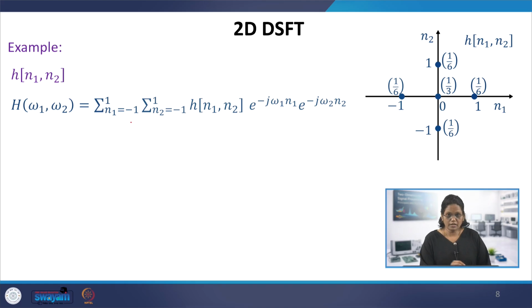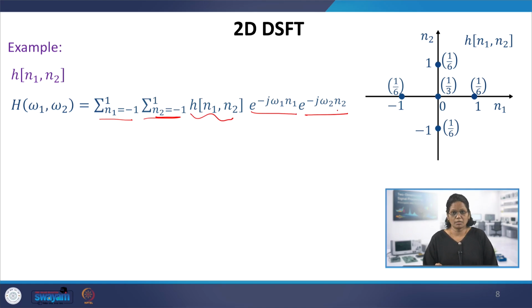So taking the 2D DSFT, n1 from minus infinity to plus infinity, because this region of support is restricted to minus 1 to plus 1, and similarly in the n2 direction also minus 1 to plus 1. So the summation is limited to minus 1 to plus 1, h(n1, n2) e^(minus j omega 1 n1) e^(minus j omega 2 n2). So this is the DTFT formula which is extended to 2D. Here it is called the discrete space Fourier transform.